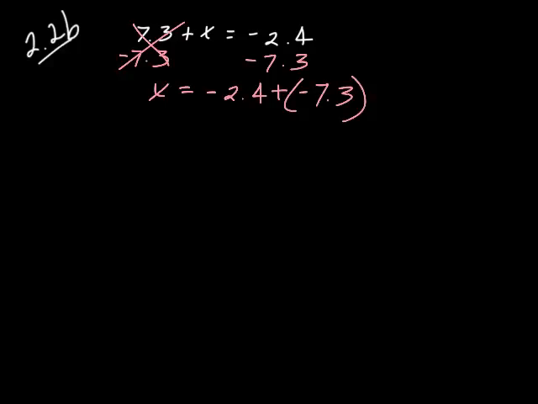7.3. And when I do the plus negative 7.3, I have the same signs. So when you have the same signs, that means you add the two numbers together. So 2.4 and 7.3 is 9.7. And because they're both negative, our answer will be negative. And we're done. So that's the solution for that problem.